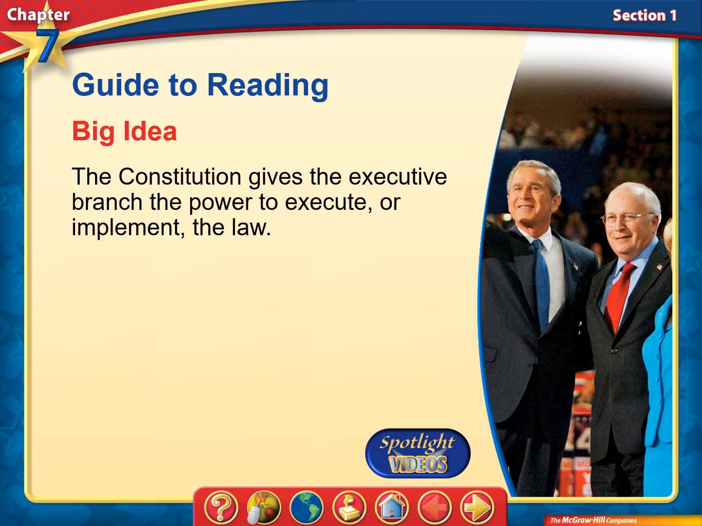Section 1. Now, the big idea here is that the Constitution gives the executive branch the power to execute or to implement the law. So Congress makes the laws, the Supreme Court reviews the laws, but this is the branch whose responsibility it is to make sure that those laws get followed.